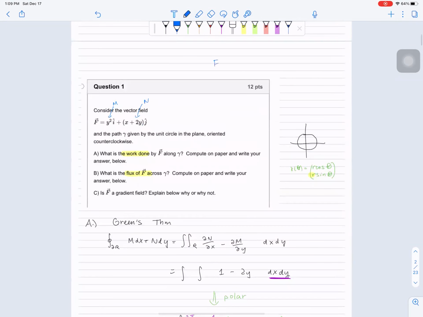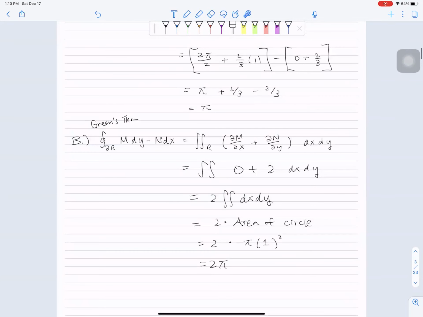Yes. So part B, I used Green's theorem for the flux version, and that was this formula. I did the partials, and I get 2 times the area of a circle. And we have a unit circle, so the area is pi r squared, with radius of 1.